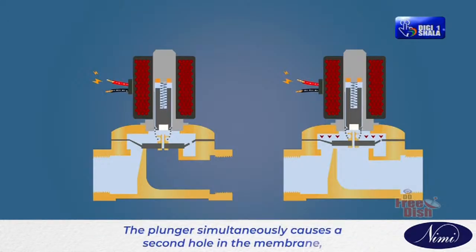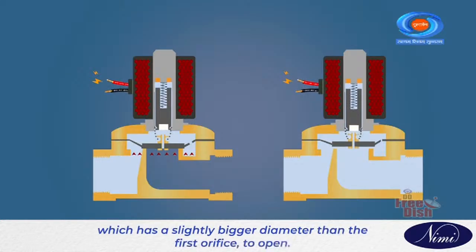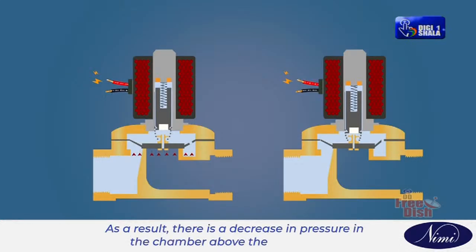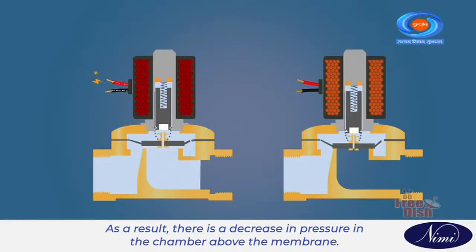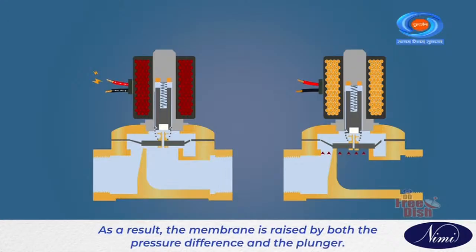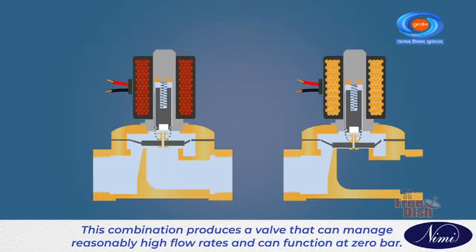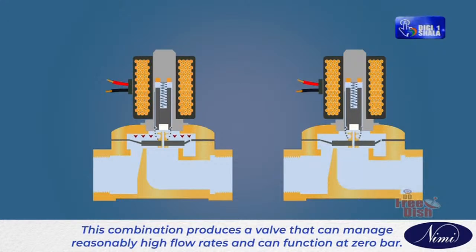The plunger simultaneously causes a second hole in the membrane, which has a slightly bigger diameter than the first orifice, to open. As a result, there is a decrease in pressure in the chamber above the membrane. As a result, the membrane is raised by both the pressure difference and the plunger. This combination produces a valve that can manage reasonably high flow rates and can function at 0 bar.